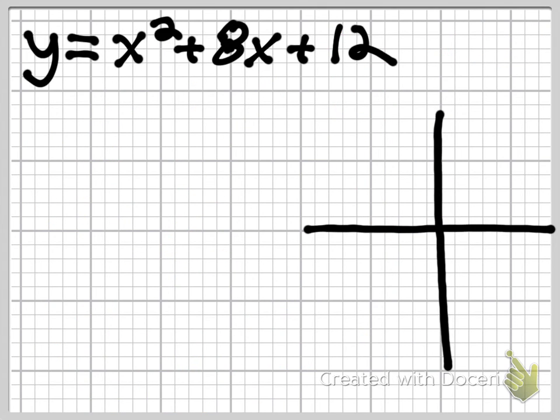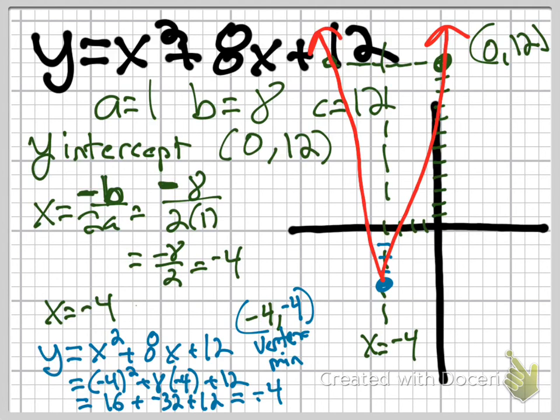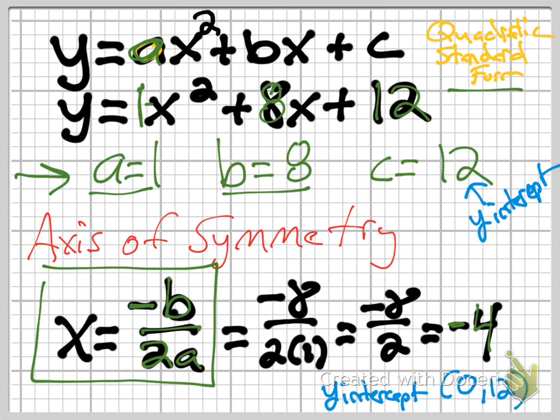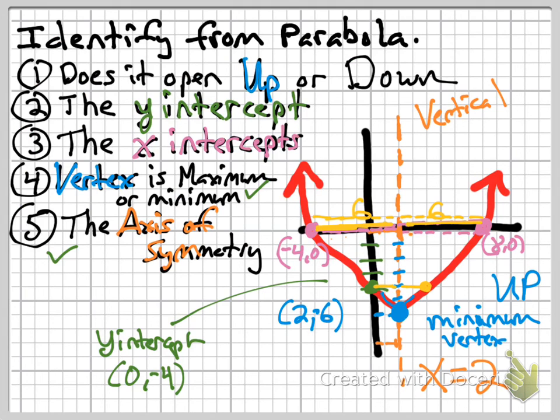So what we're trying to do is make sure that you got some examples here so that you can find these characteristics, whether it goes up or down, what the y-intercept is, if the x-intercepts are there, what they are, if the vertex is a maximum or minimum, and then what is the equation of that axis of symmetry, that x equals.